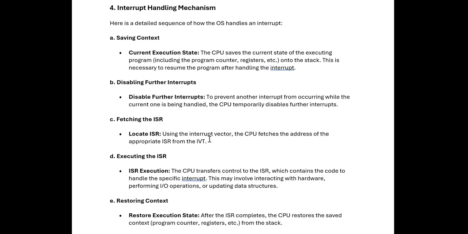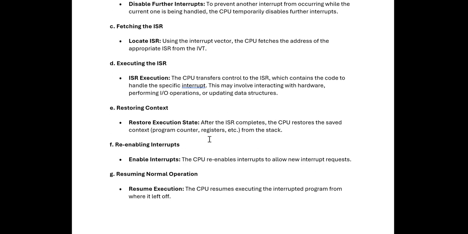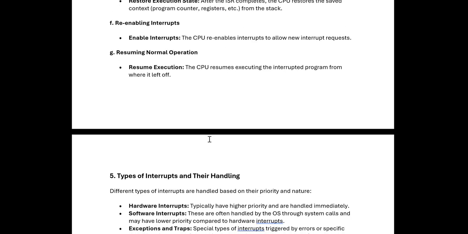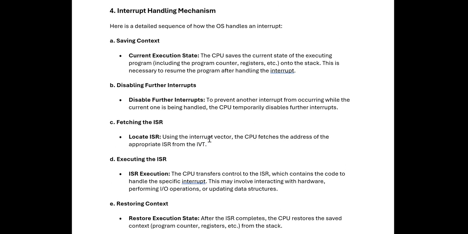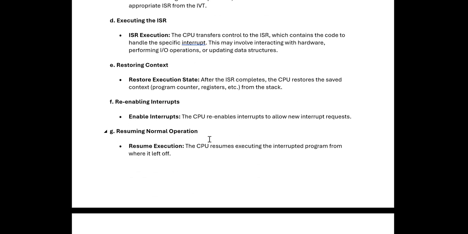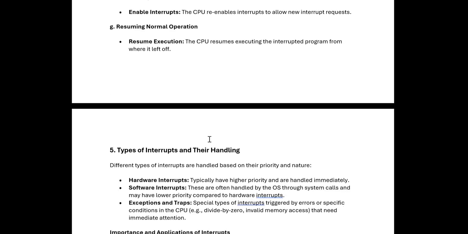Fetching the ISR, executing the ISR, and then restoring the context. Re-enabling interrupts, resuming normal operations. These are the steps involved in the interrupt handling mechanism. Resuming normal operations. Resume execution: the CPU resumes executing the interrupted program from where it left off.